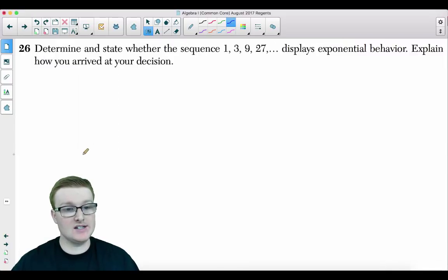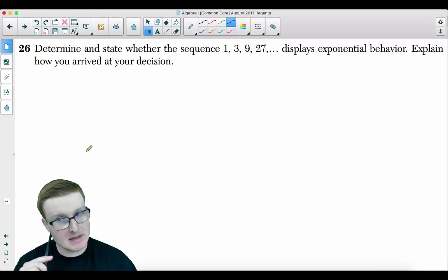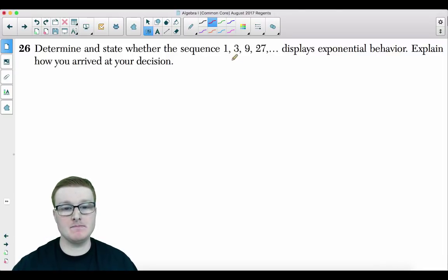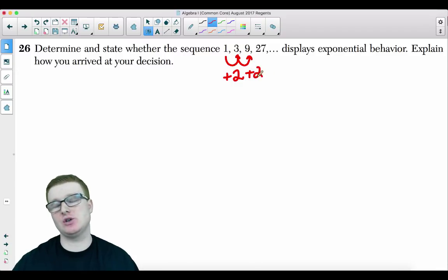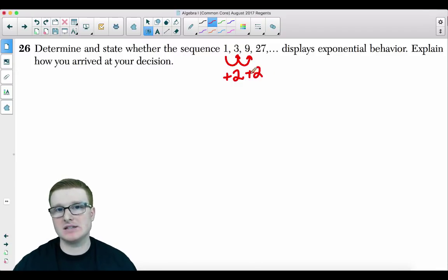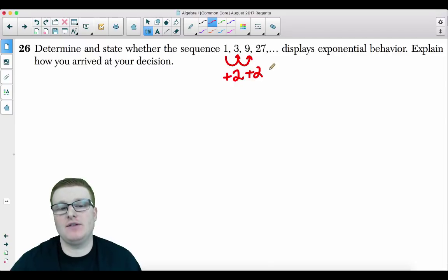26. Determine and state whether the sequence 1, 3, 9, 27 displays exponential behavior. Explain how you arrived at your decision. So how do we get from 1 to 3? Well, we could add by 2. But then the problem is from 3 to 9, we can't add by 2. This is not linear, because it's not a constant rate of increase.